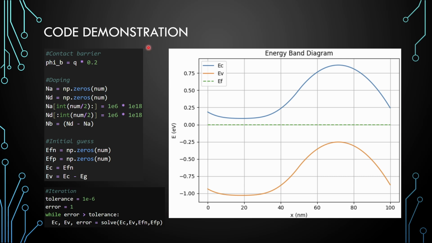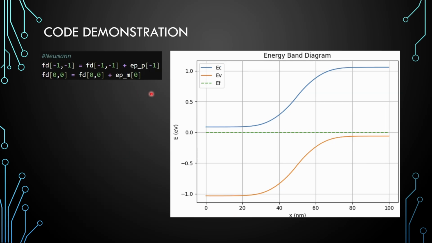Here are some simulation results. In this simulation, I set the tolerance to be 1e minus 6. The iteration will continue until our error is smaller than our tolerance. Here I'm giving you an example of a simple PN junction with a contact Schottky barrier. You can see that using Newton's method, we are able to calculate the band structure of a PN junction.